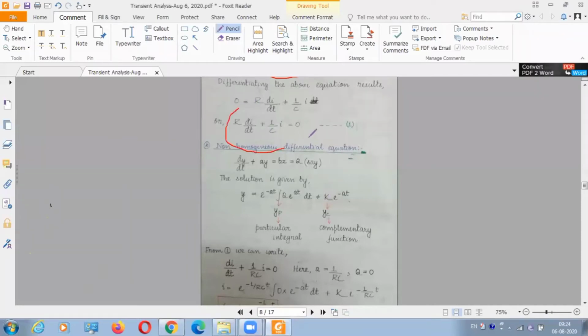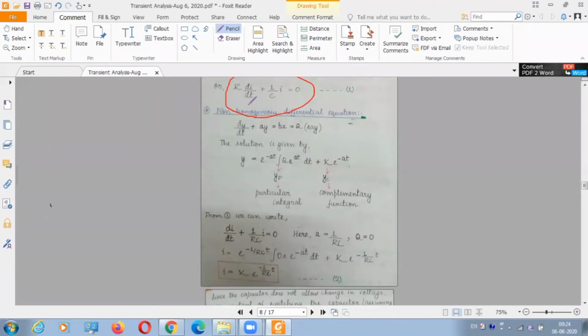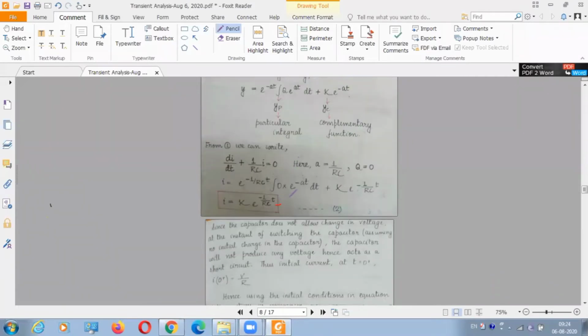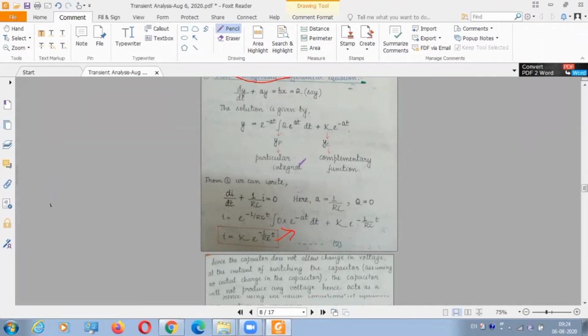So from this you just do the same equation solving, dy by dt plus py equal to q, arrange it and get an equation like this. If you see this equation, I is equal to k e to the power minus 1 by RCt. Just go through it. I'll send the PDF to you. You can go through it, or you can revise it through any books also.